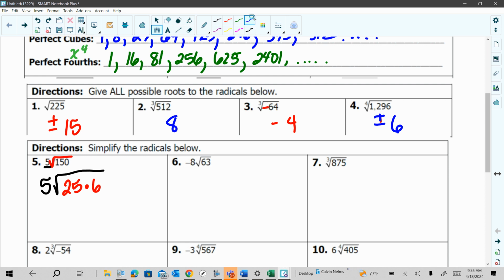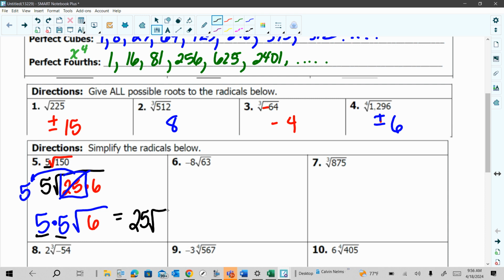Then the perfect square, we want to square root that number because that number is going to go away and it's going to come out. So the square root, I'm going to draw a line through the 25. The square root of 25 is 5. It's on the outside. So really I got 5 times 5. And what's not the perfect square stays underneath the radical. So this gets simplified because you're going to multiply what's outside the radical, as 25 root 6.